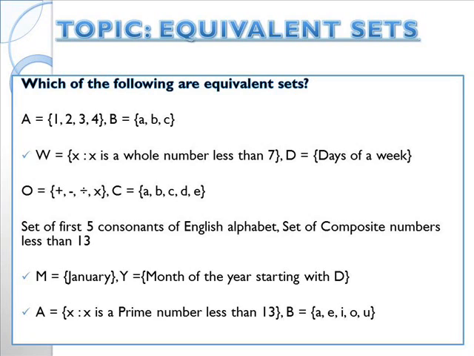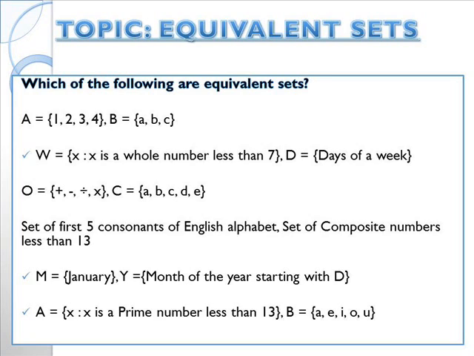Then we have the set of first 5 consonants of English alphabet, that is b, c, d, f and g. And the second set is the set of composite numbers less than 13, that is 4, 6, 8, 9, 10 and 12. As the number of consonants is 5 and the number of composite numbers less than 13 is 6, therefore these are not equivalent sets.